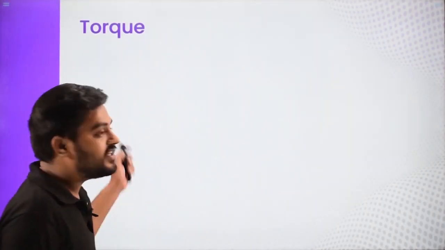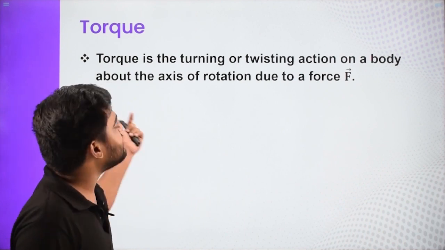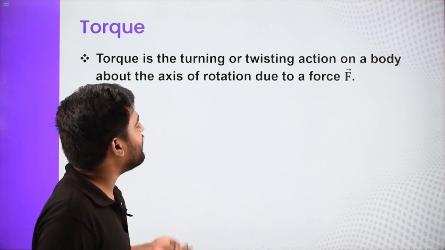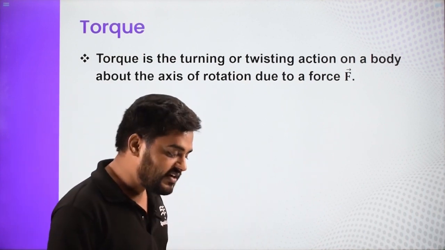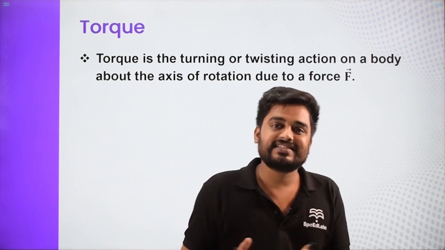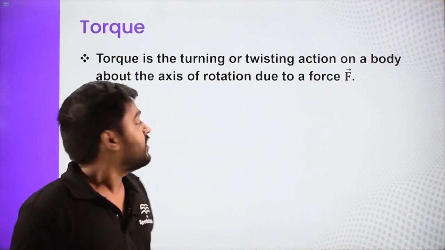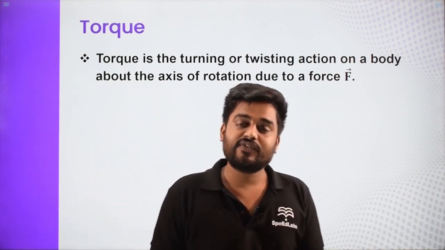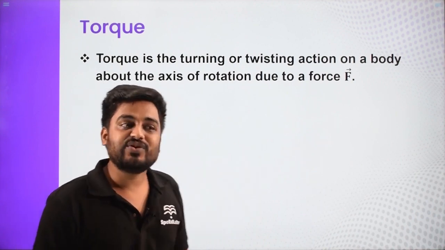Let us discuss the torque. So what is torque? Torque is the turning or twisting action of a body about an axis of rotation due to any force F. Whatever is the role of force in translation, the same role is played by the torque in rotational motion. It is a force which is required if you want to move an object. Similarly, if you want to rotate an object, then you need some torque.